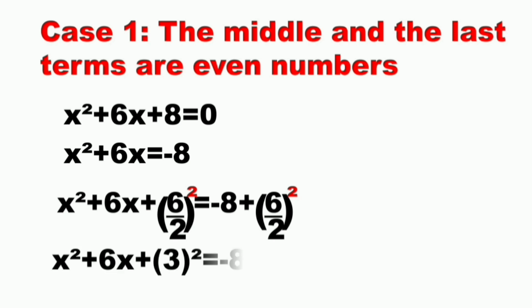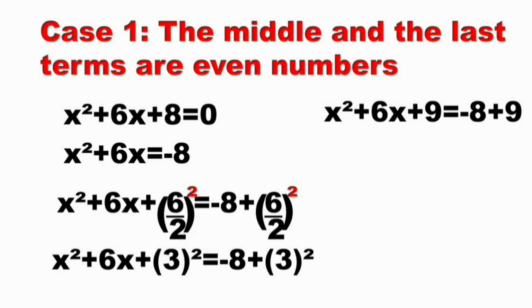So we have x squared plus 6x plus 3 squared equals negative 8 plus 3 squared. And 3 squared is 9. So we have x squared plus 6x plus 9 equals negative 8 plus 9. Negative 8 and 9 gives 1. So we have x squared plus 6x plus 9 equals 1.